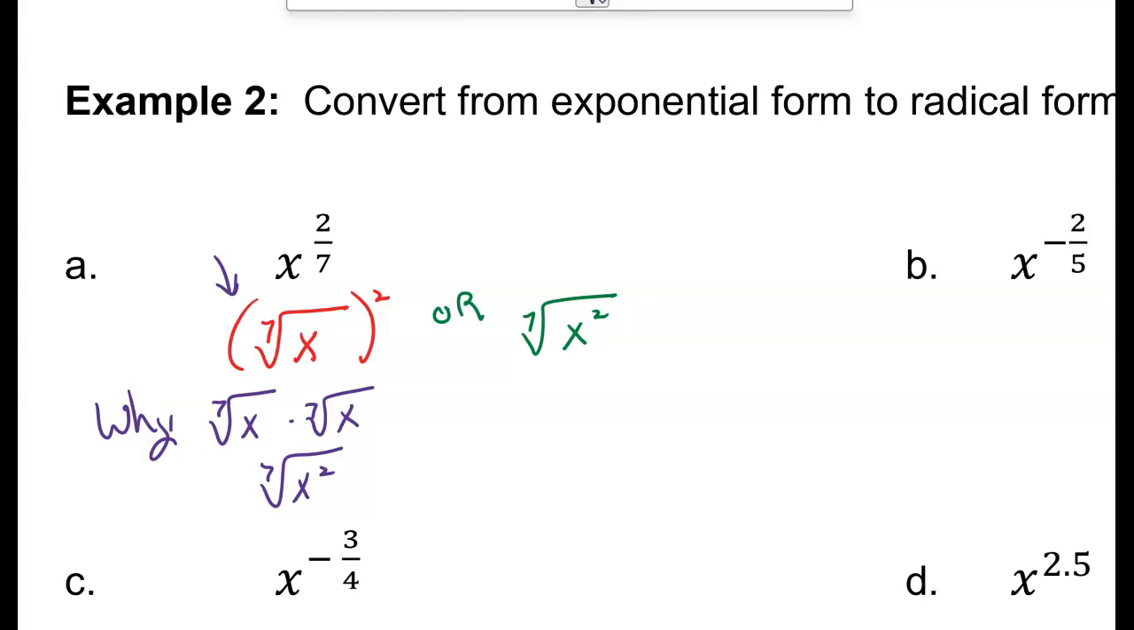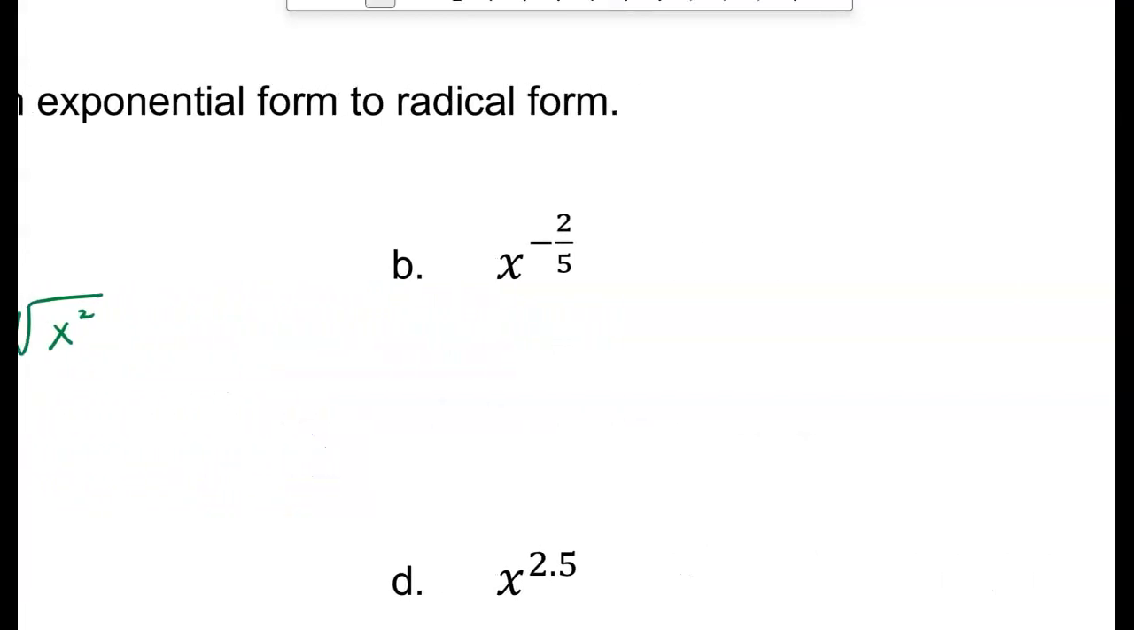Okay. This one, please. Does anyone see something different on this one?